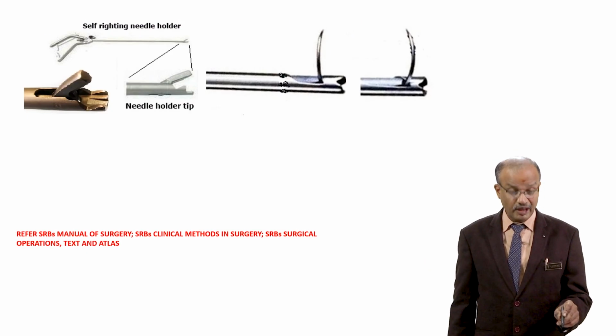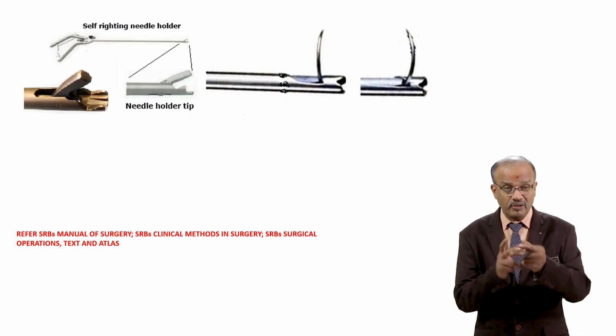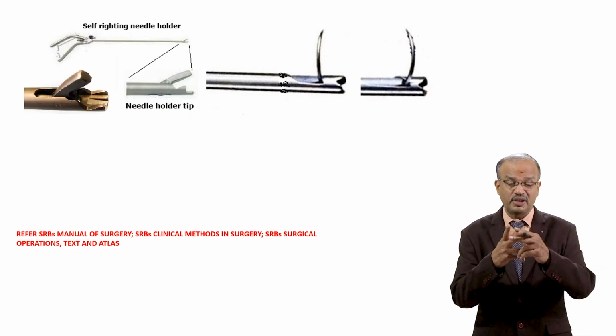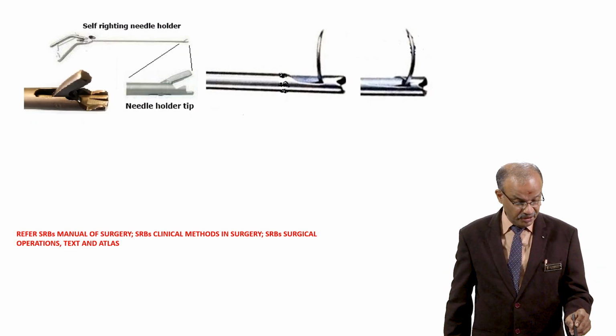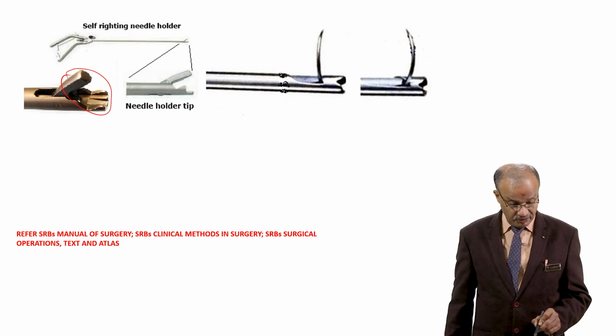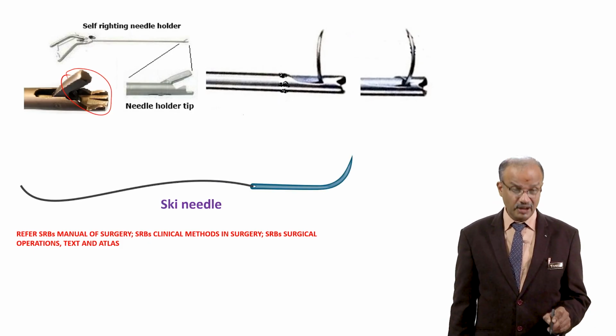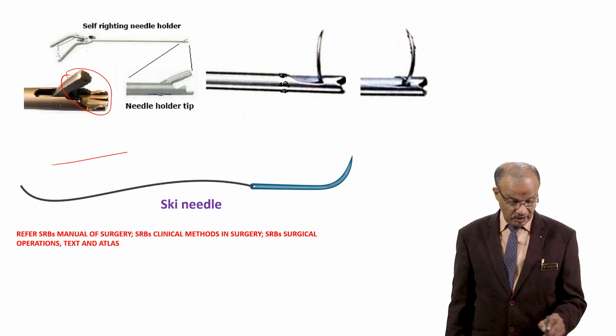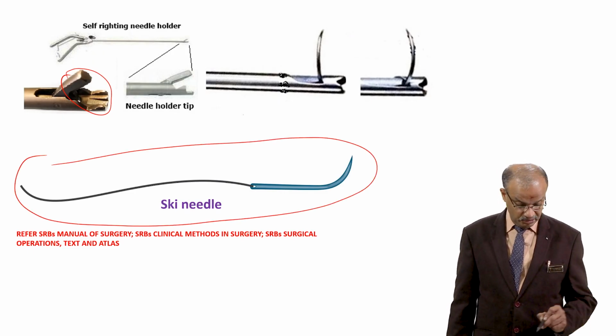See that? There is a self-righting needle holder so that you don't need to adjust or struggle to put the needle. Automatically, because of these ridges, it holds the needle properly as per your requirement. They're called self-righting needle holders. A coil needle you can pass through the trocar very easily. Look at that. This is how exactly it looks like.